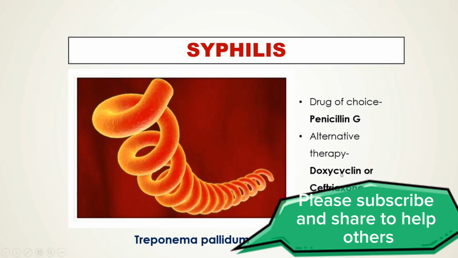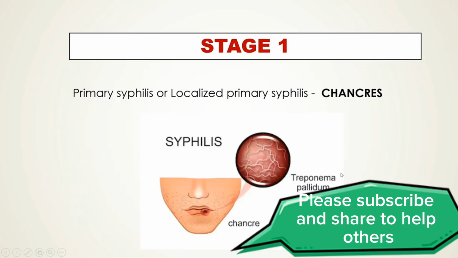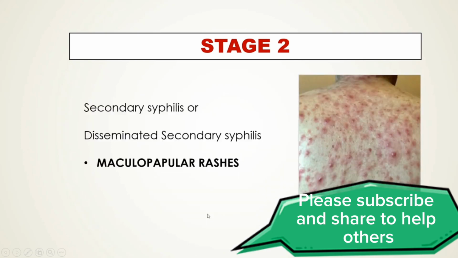So let's talk about the stages of syphilis. Syphilis is divided into three main stages. One is primary syphilis, or you can call it localized primary syphilis. This stage of syphilis produces hard chancres, right? Going to the second stage called secondary syphilis or disseminated secondary syphilis, which produces widespread maculopapular rashes.